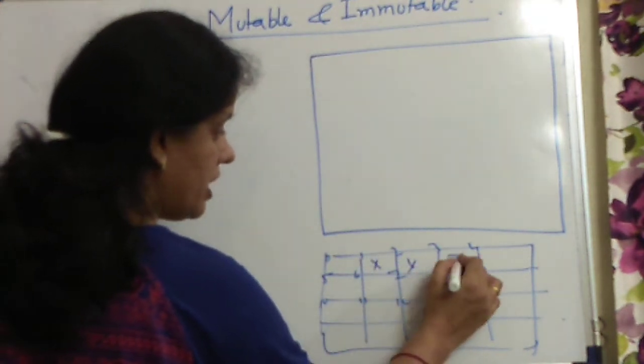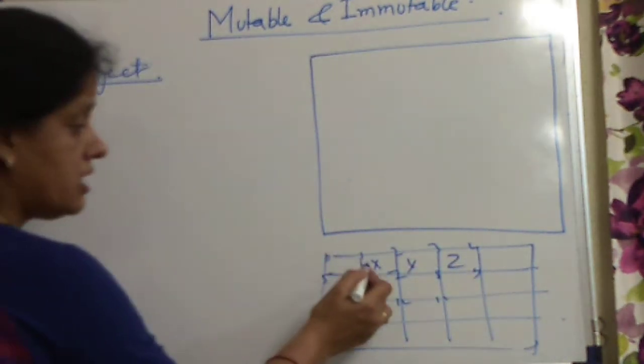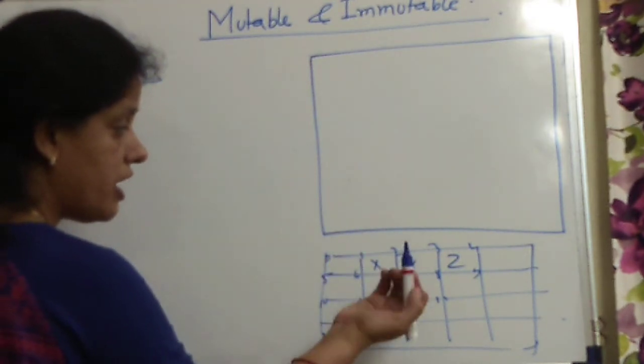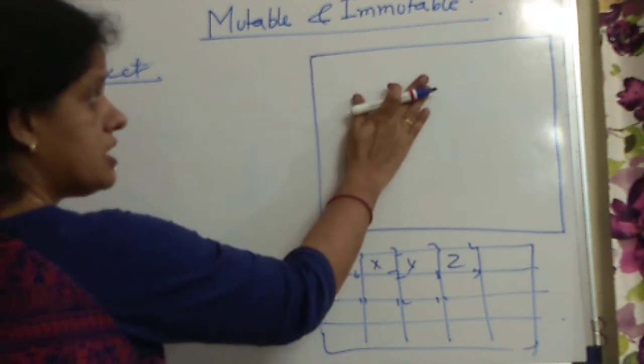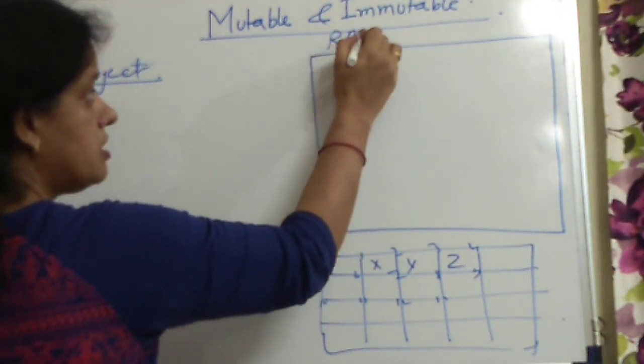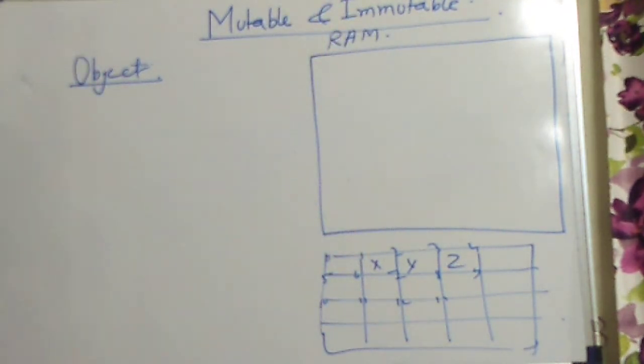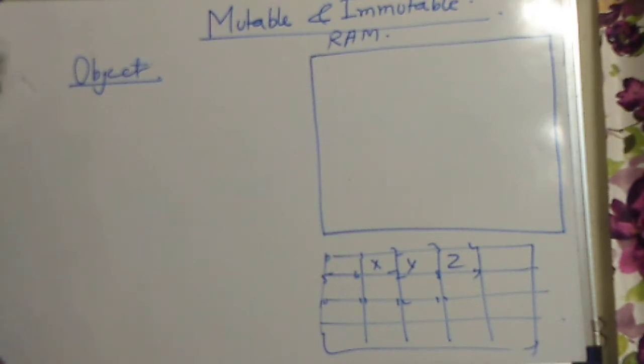x, y, z. X has one address, y has an address, and z also has an address. So this is the memory, this is RAM. RAM holds everything: RAM holds the program, the operating system, the programming language itself, and the data also. Everything is held by RAM.